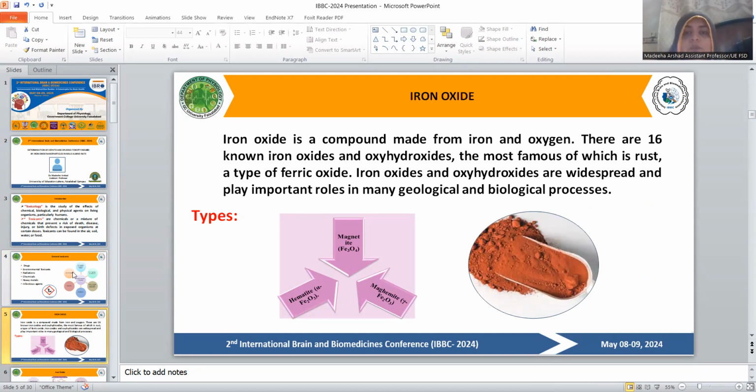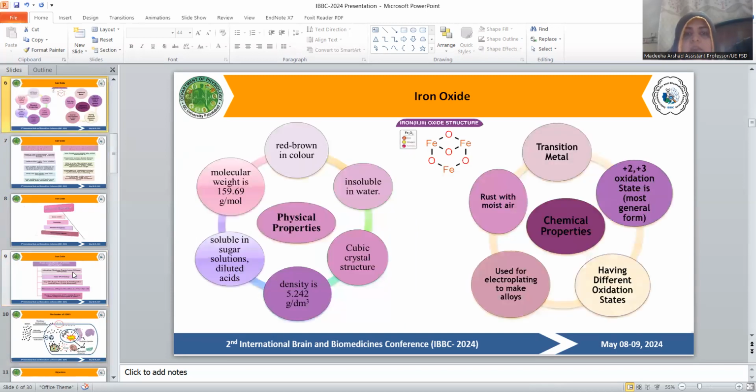We are discussing iron oxide. Iron oxide is a compound made from iron and oxygen. There are 16 known iron oxides and oxyhydroxides, the most famous of which is rust, a type of ferric oxide. Iron oxides and oxyhydroxides are widespread and play an important role in many geological and biological processes. Iron oxide is red-brown in color and insoluble in water.